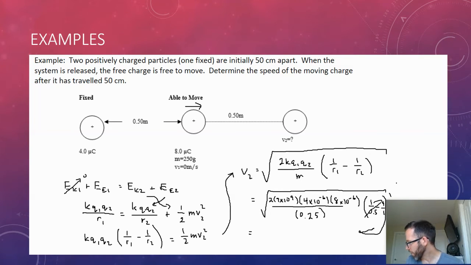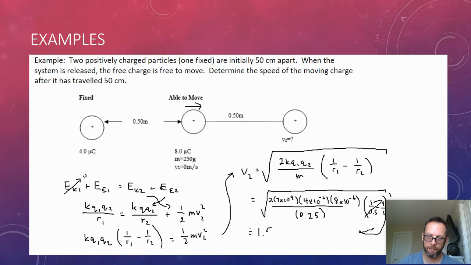That seems like a rather large speed. So I'm going to try that again. I got like 20,000 meters per second. Times 4 times 10 to the minus 6 times 8 times 10 to the minus 6 equals, yeah. This seems a lot more reasonable. About 1.5 meters per second.